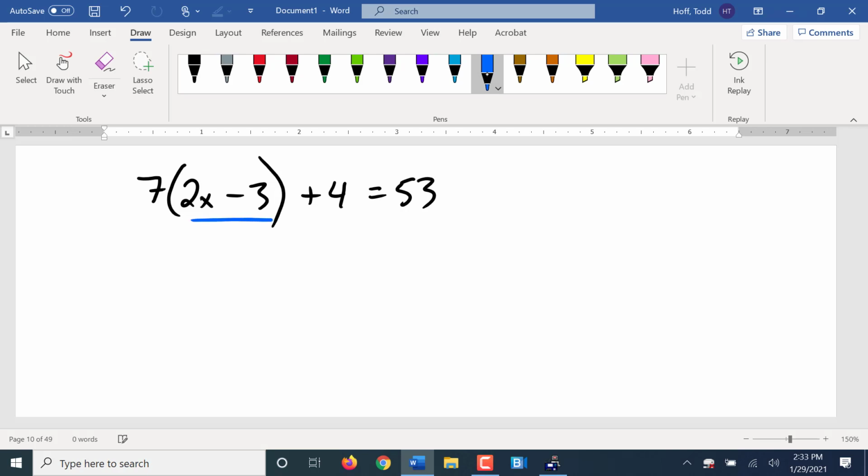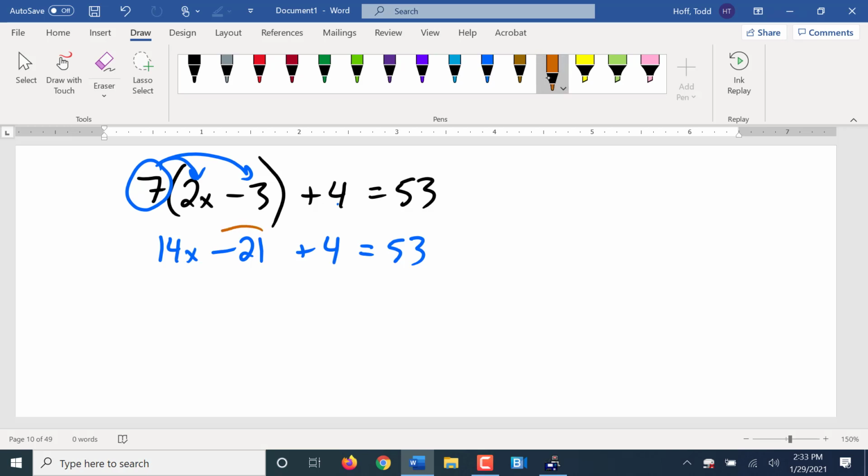Parentheses. Anything to do inside them? No. 2 of them times the 7. 7 times 2x? 14x. 7 times negative 3? Negative 21. Now we still have the plus 4 here, which is outside the parentheses, so it does not get multiplied. But it is still there. Are we done combining? No.